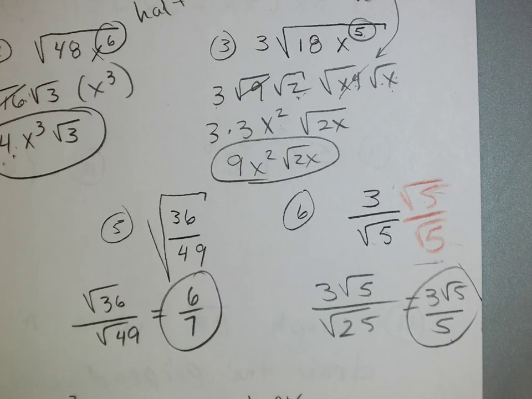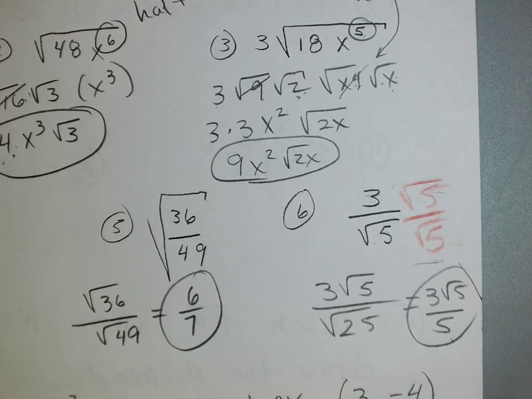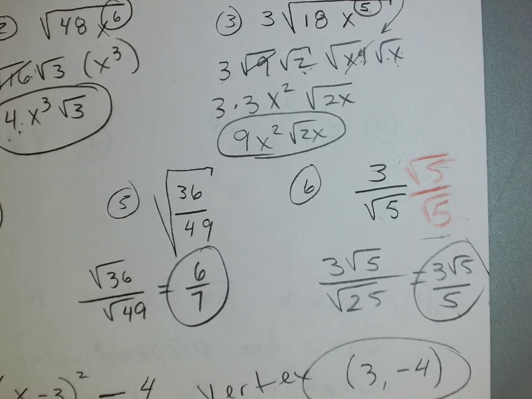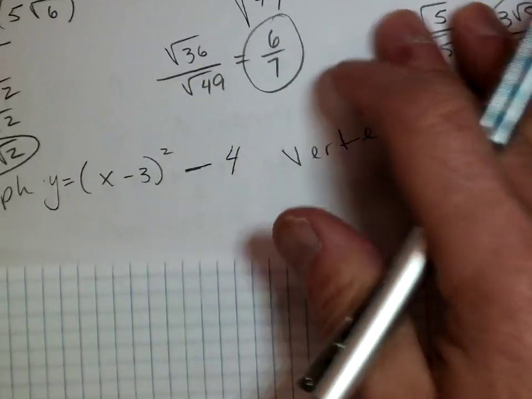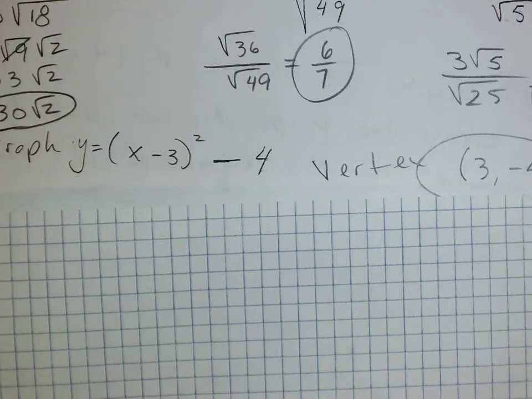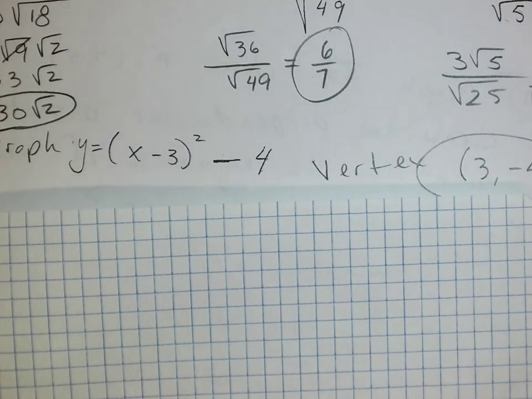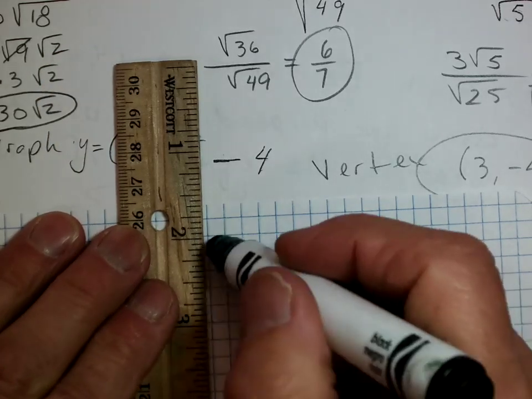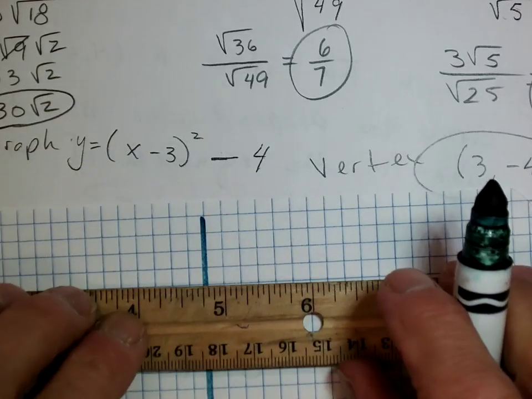Lauren, stop. So my vertex is at positive 3, negative 4. Okay, that's where my vertex is. Opposite. Okay, so let's graph this. All right, I'm going to graph this.